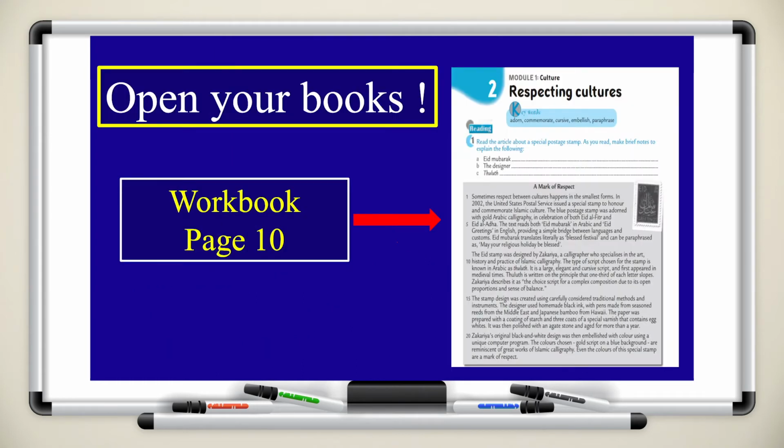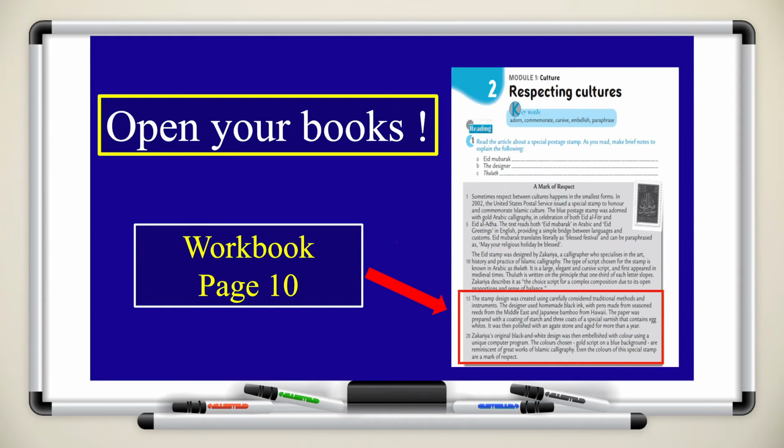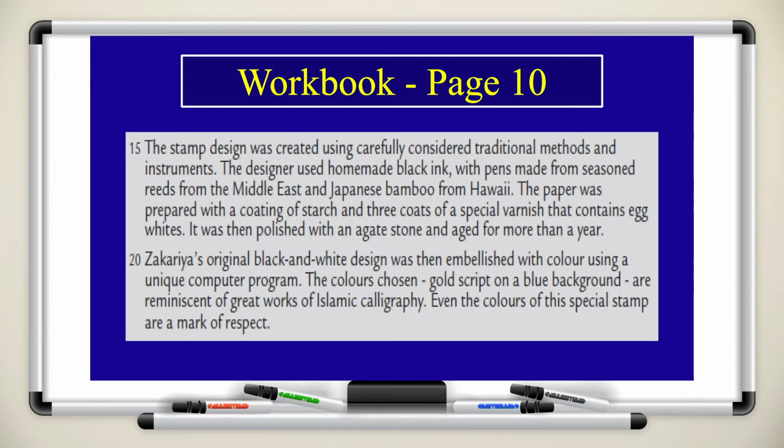Now open your workbook to page 10 and let's read the last 2 paragraphs there. The stamp design was created using carefully considered traditional methods and instruments. The designer used homemade black ink with pens made from seasoned reeds from the Middle East and Japanese bamboo from Hawaii. The paper was prepared with a coating of starch and other coats of a special varnish that contains egg whites. It was then polished with an agate stone and aged for more than a year.